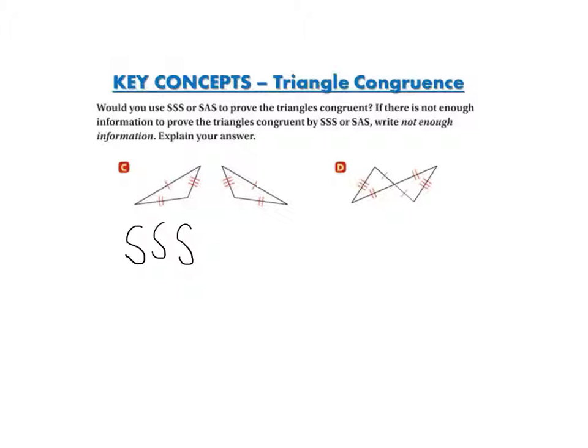The next one, we have 1 tick mark, 2 tick marks, and 3 tick marks. If you'll notice, I also have vertical angles. Those are the kissing fish. They kiss right here. So I could use either side, side, side because of the side tick marks, or I could use side, angle, side because of the vertical angles.